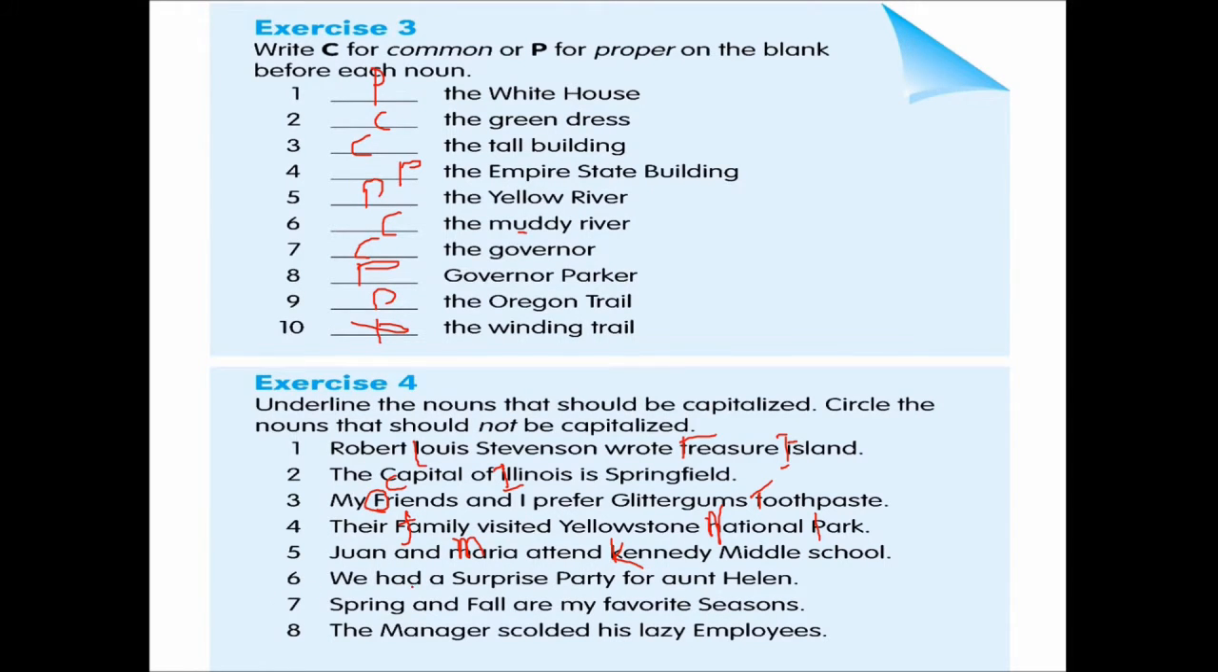Then we had a surprise party for Aunt Helen. Surprise party: S should be small, P should be small, and Aunt Helen, it's good. Spring and fall are my favorite seasons because it's the name of the season, so it should be spring and fall, no problem with that. Then the manager scolded, M should be small, scolded his lazy employees.